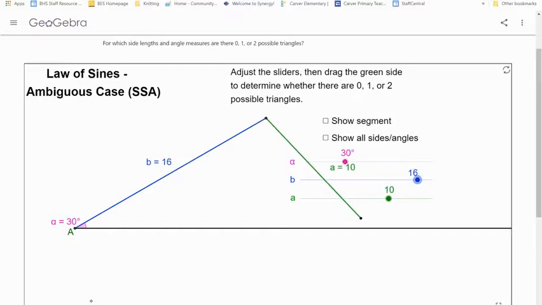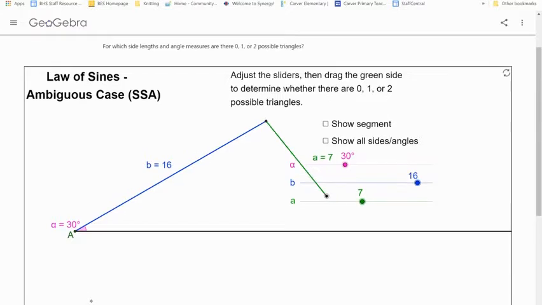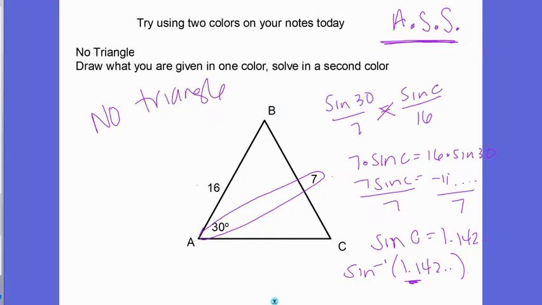Hopefully you're better at this than I am. And then this would be 7. There we go. And you can pull this little thing and check. Does it ever make a triangle? You can see it doesn't, it's not long enough. It never gets to a place where it will connect here and make a triangle. Okay, so there are 0 triangles made by this.